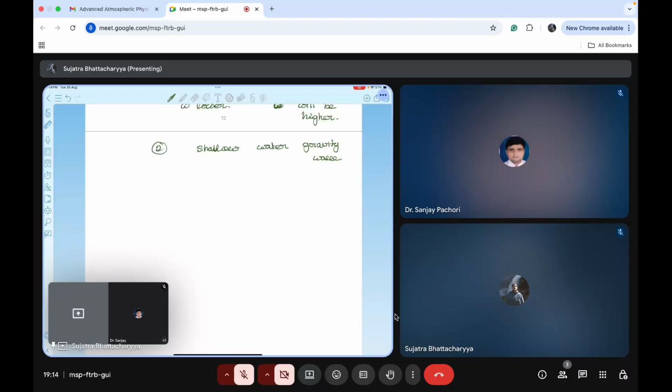Okay, so shallow water gravity wave. Again, some properties.